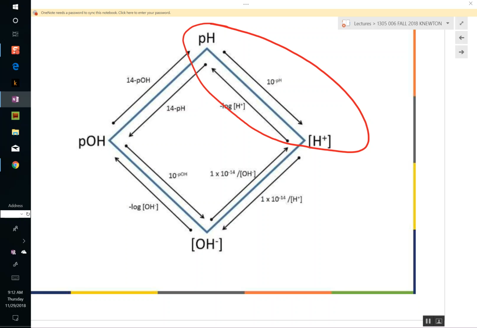All right, so you can just look at that, but just notice what they're saying. If you know the hydroxide ion, you're starting here, you go to here, this is how you do it. If you know this and you want to go here, this is how you do it.